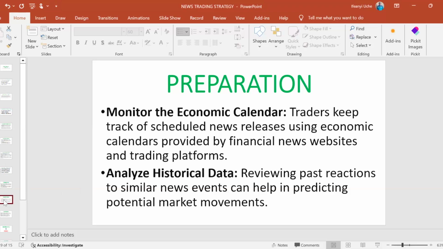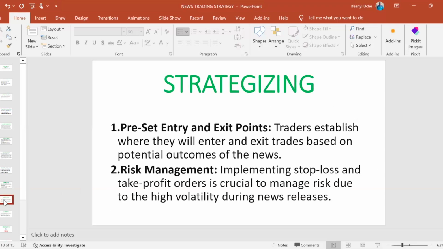Okay, then also strategizing. After you have analyzed and seen what's coming, there's a need for you to plan. Establish where you want to enter the market and where you want to exit based on the potential outcomes of the news. We're going to look at this. And of course, risk management: you must implement that using proper position size or lot size, stop loss, and take profit orders. Very crucial to managing your risk, because during news releases for major impact news, you have high volatility.